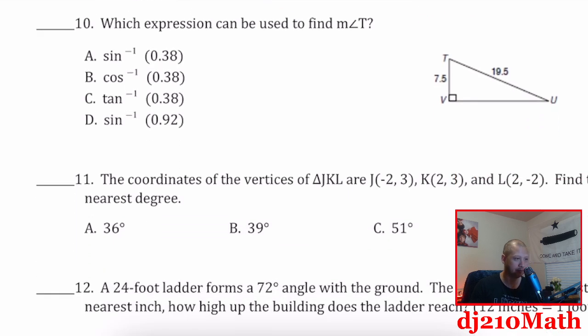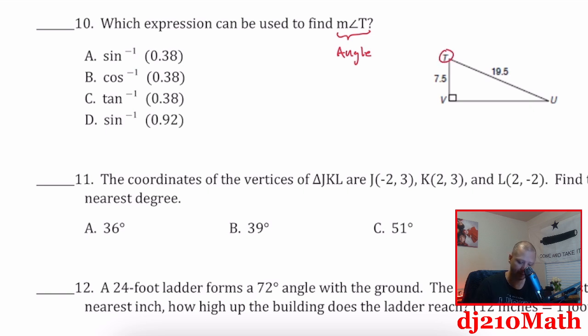Okay, 10. Which expression can be used to find the measure of angle T? So the measure of angle T, this is an angle. So you have to identify when you're finding an angle and when you're finding a side. When you're finding an angle, the only tool we have is inverse trig. Again, you can see in our answers here.